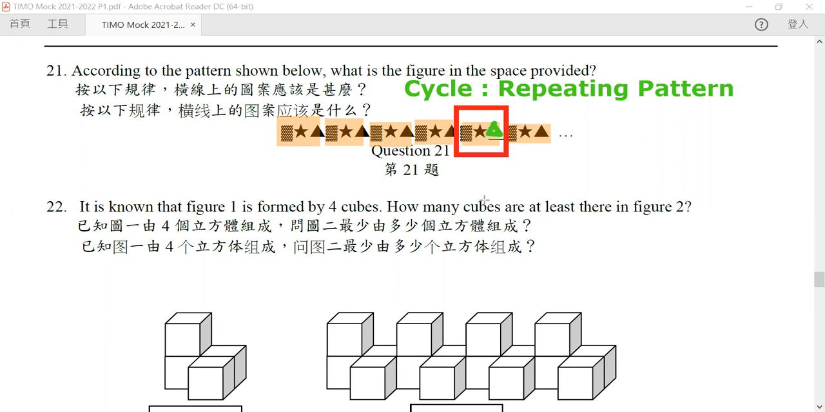It's triangle, teacher. Yes, this is triangle. Okay, so let's look at question 22.